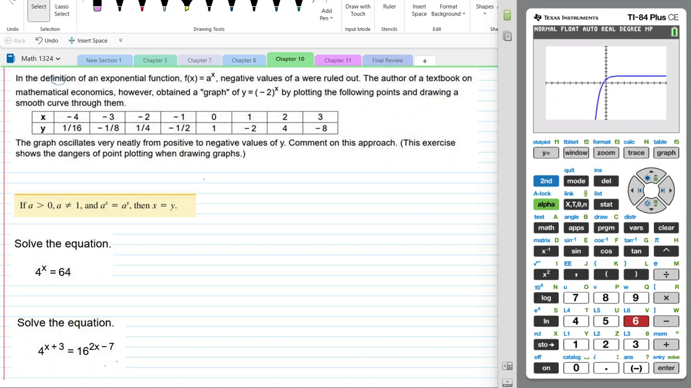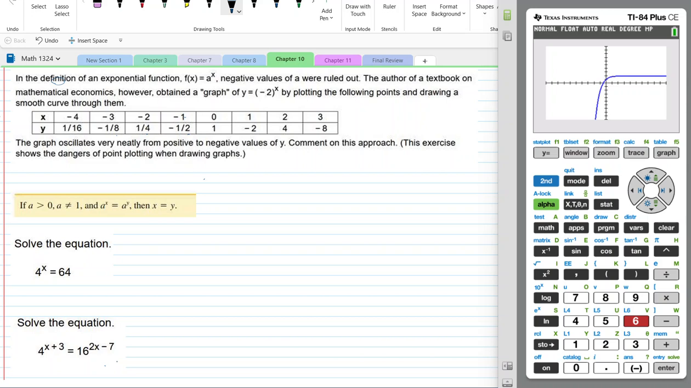All right. So we can see that if the exponent is even, it's positive. If the exponent is odd, it's negative. So it's called oscillating. The graph oscillates neatly between positive and negative values of y. Comment on this approach. This exercise shows the danger of plotting points when drawing graphs.